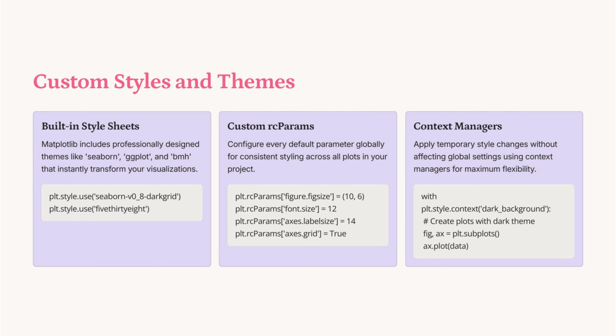Matplotlib's built-in style sheets like Seaborn and ggplot offer instant professional themes. Customize globally with RC params for consistent styling, adjusting figure size, font, and grid settings. Use context managers for temporary style changes, allowing flexibility without altering global settings. This ensures your visualizations maintain a cohesive and polished appearance across different projects.